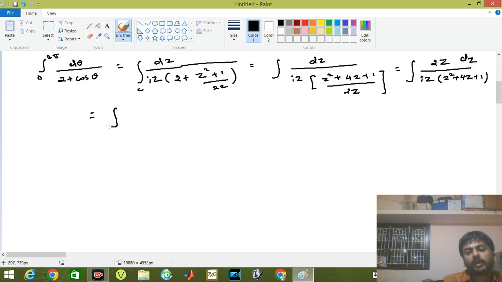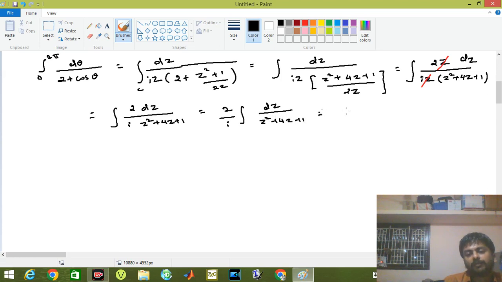Now we can cancel z and z. So we will get the integral 2 dz divided by i into z square plus 4z plus 1, that is equal to 2 by i into the integral dz divided by z square plus 4z plus 1, and let the factors of this be found. 2 by i into the integral dz. Just a minute, I shall write it separately.